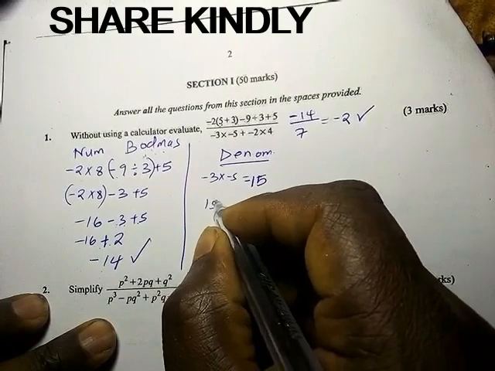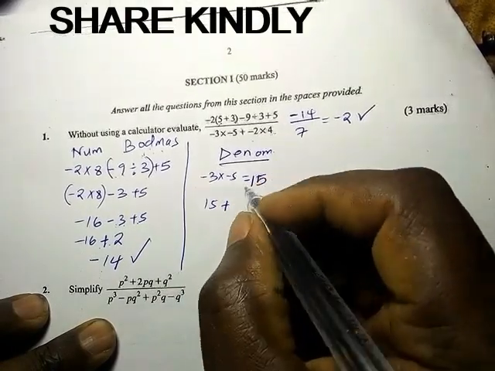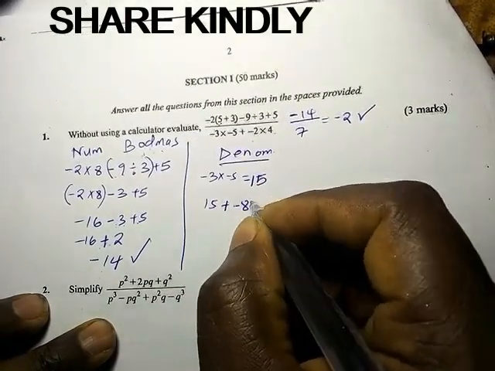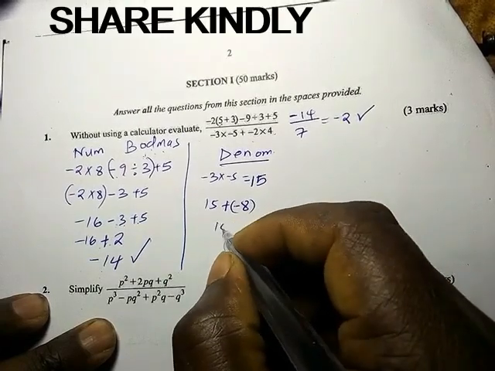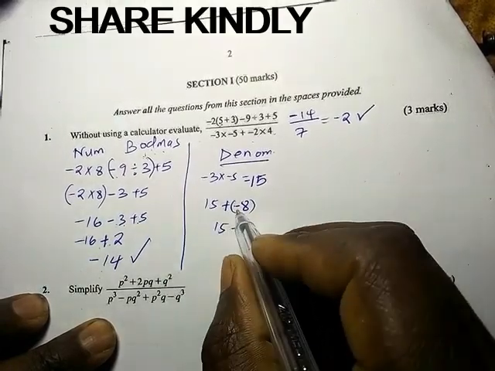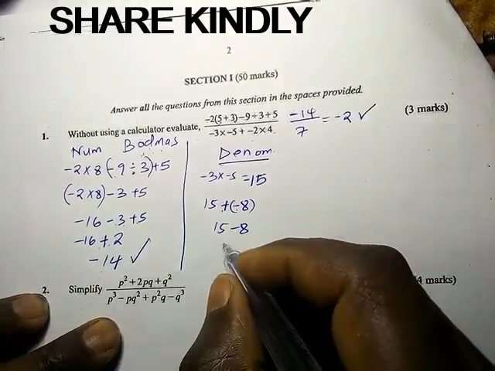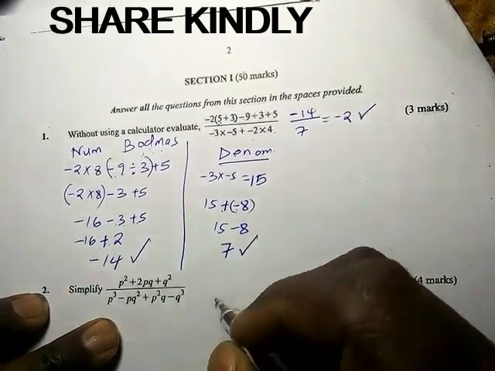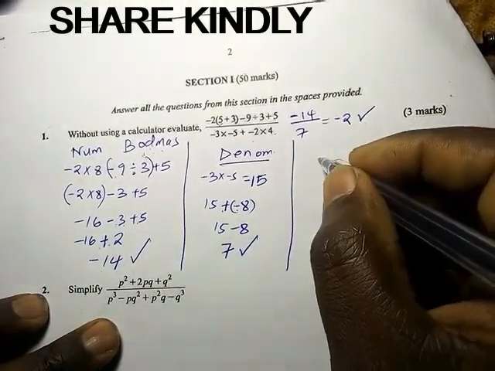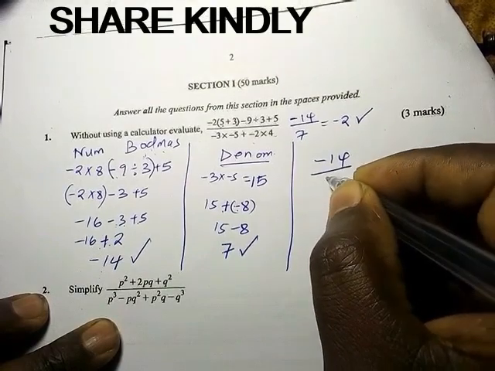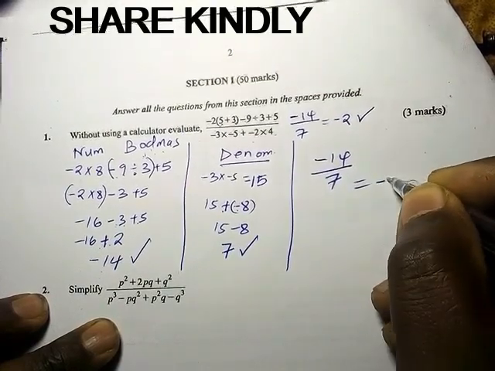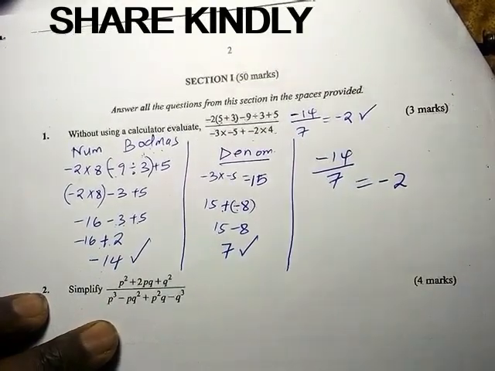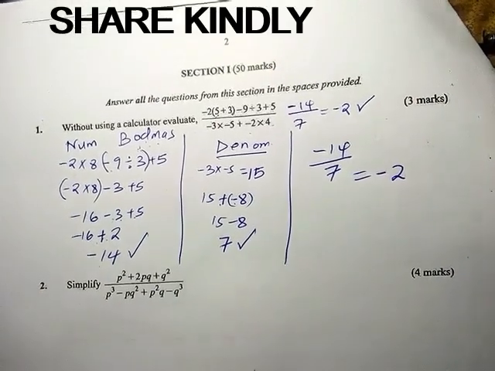And then 15 plus this times this is going to be negative 8, right? So 15 minus 8, because a negative times a positive is negative. And this one gives us 7. You get your mark. And then now you combine negative 14 divided by 7, and the answer is negative 2. That is how you score your 3 marks. Otherwise, you get nothing.